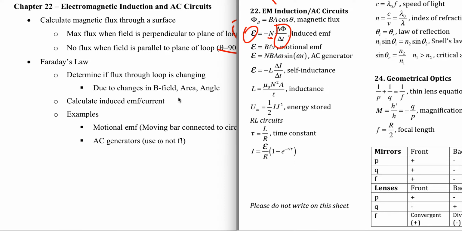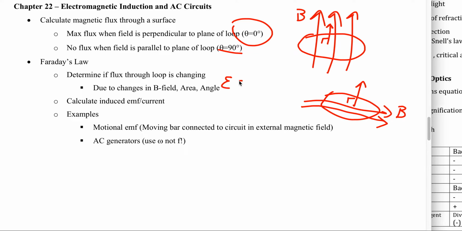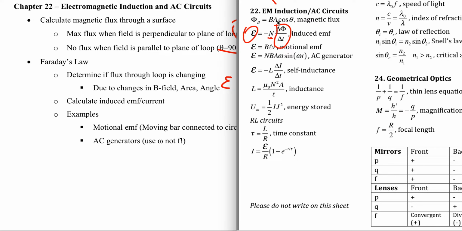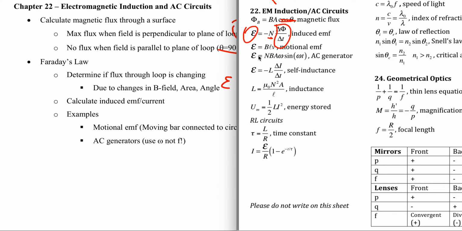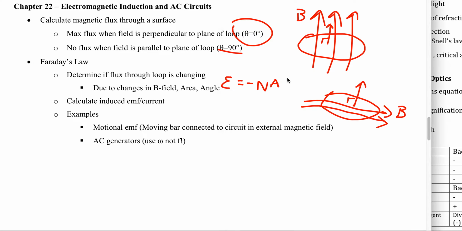So let's say it tells you that the field is changing inside the loop. Then Faraday's law would become E equals negative N, and then you're not changing the A for the flux, so you take that out of the flux. You're not changing the angle, and let's say that the field is perpendicular to the plane of the loop, so you've got the max flux. When you have the max flux, you don't even care about the angle. Then you just care about how fast that field is changing.